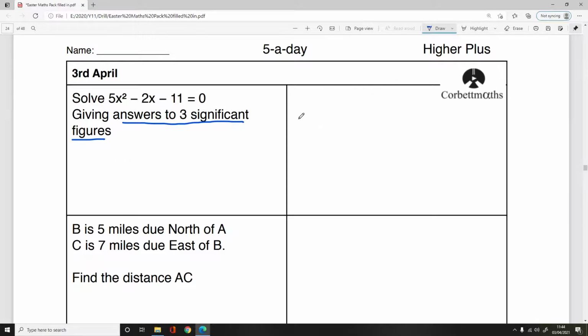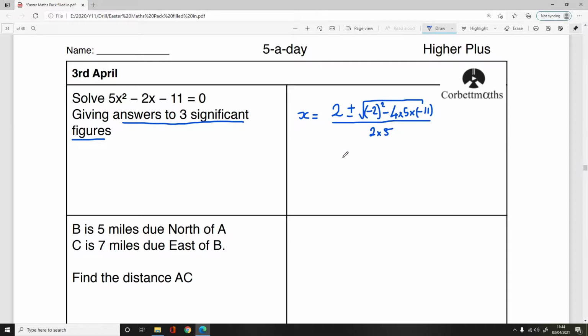So let's use that. We could say that x is, so minus b would be 2, because you've got to change the sign, plus or minus the square root of minus 2 squared. Remember, if you're squaring a negative and you're putting it into your calculator, you need a bracket around it or your calculator gets all confused. Minus 4 times a, which is 5, times c, which is minus 11. And 2a on the bottom.